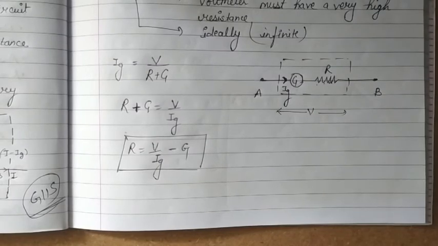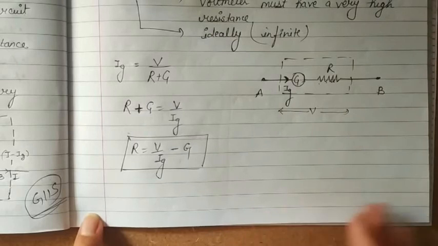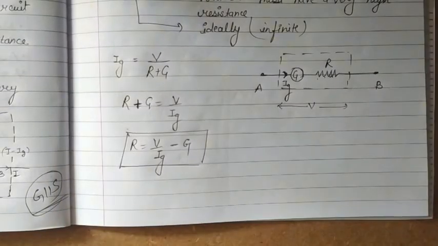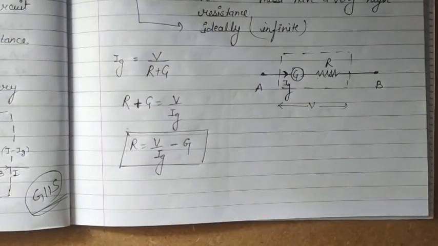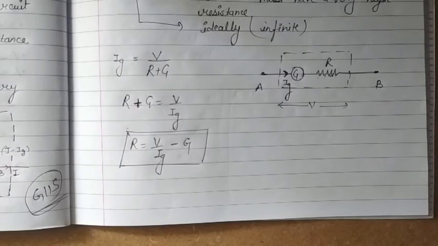So by connecting a high resistance capital R in series with a galvanometer, we get a voltmeter of the desired range. Also, the deflection in the galvanometer is proportional to the current Ig, and hence it also depends on the voltage capital V. So we can adjust the scale such that it reads the value of potential difference directly. Hence a voltmeter is a high resistance galvanometer.